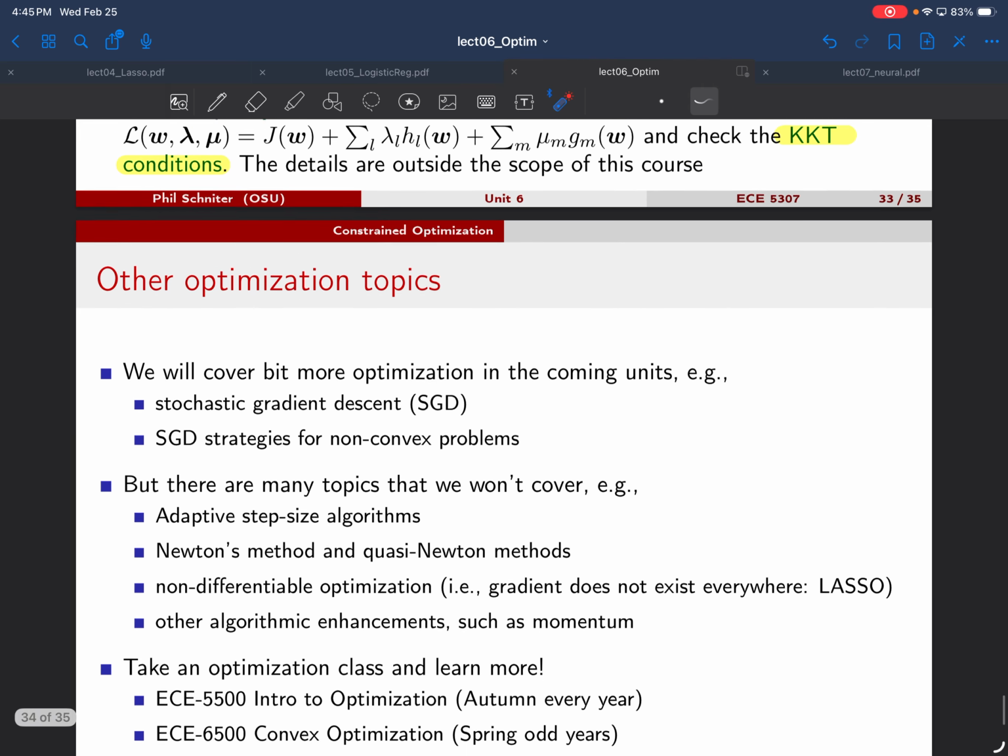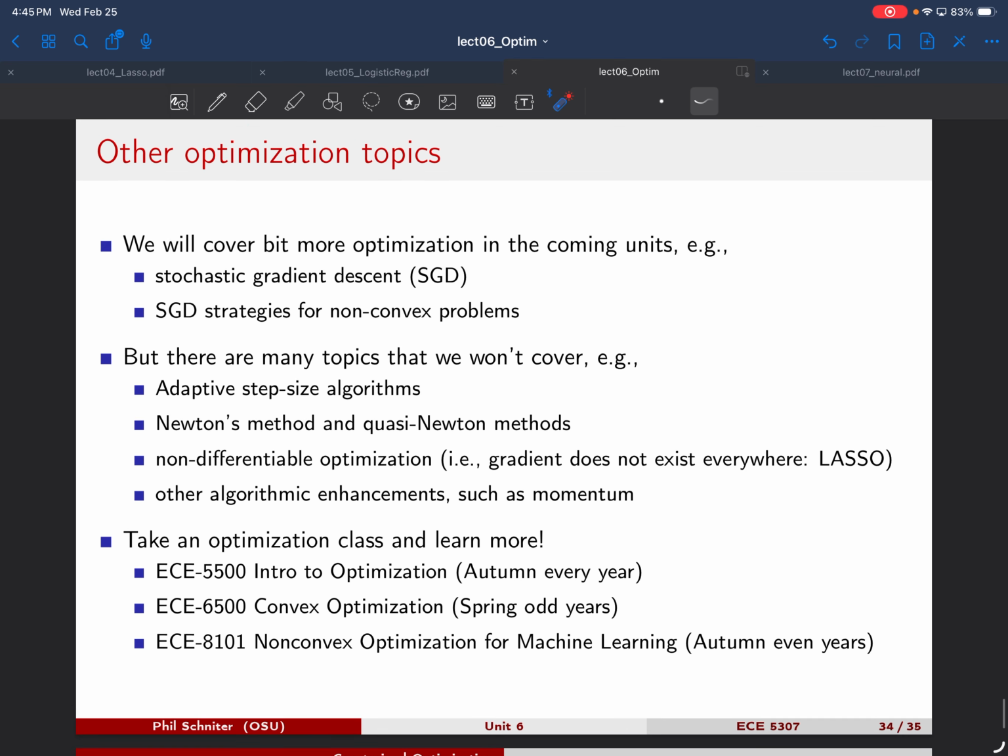All right, so last thing is a few things that we will talk about in coming units. We're going to be talking about a version of gradient descent that is the real workhorse for machine learning, called stochastic gradient descent. We're going to talk about that in the next unit. And we will talk about some practical strategies for applying those strategies to non-convex problems.